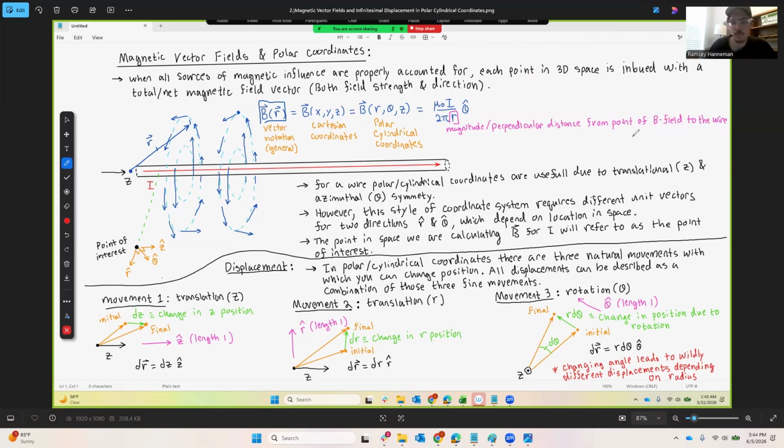Does z hat always point in the same direction for polar? Yes, z hat is our fixed direction for polar coordinates. How about r hat? Does r hat point in the same direction at any location? It depends on where you're at, right? It's always outwards, but it does depend on where you're at. Yeah, so up here, r hat points up. Down here, r hat points down. Exactly, both r hat and theta hat depend on where you're at.